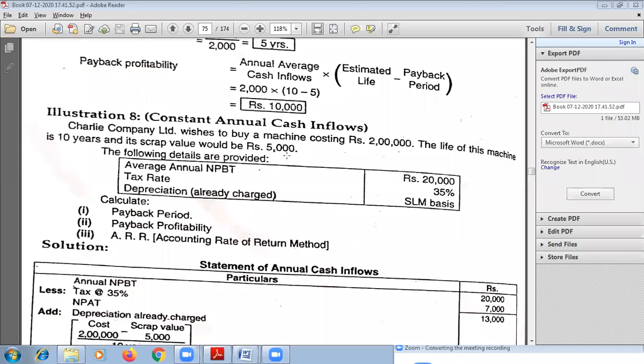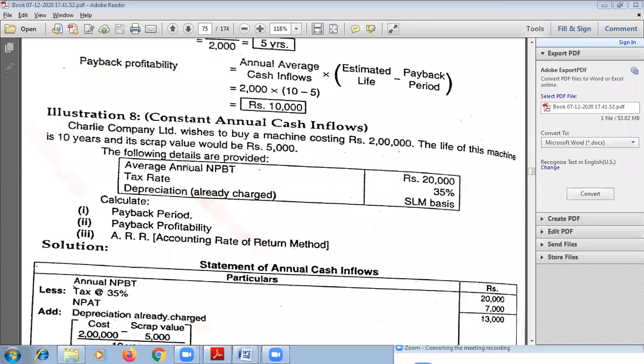When scrap value is given, all we have to do is apply a second formula, which is a little lengthy, but it's not difficult. I hope you have understood the formula. It's very simple. Cost of investment minus scrap value divided by 2. After the bracket, you have to write plus, add back the scrap value and add back the working capital if it is given in the question. But working capital is not given here. The following details are provided.